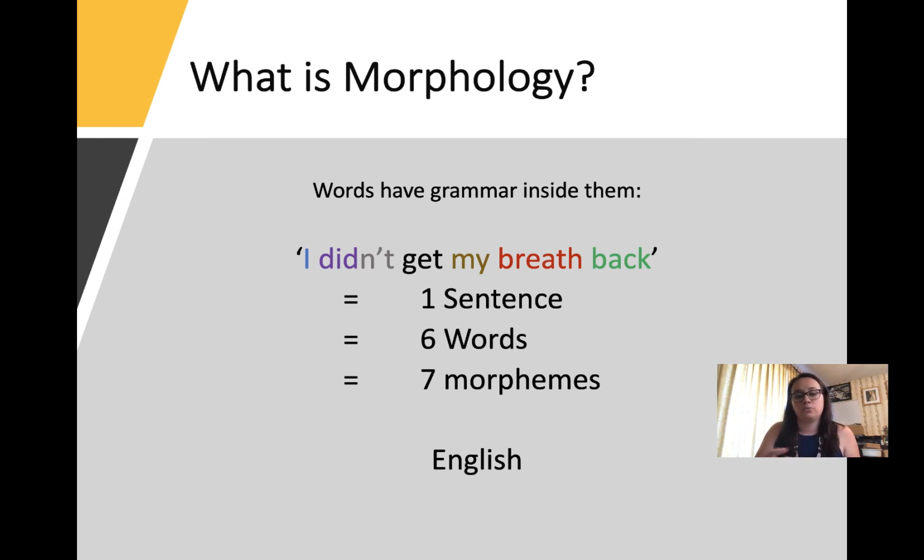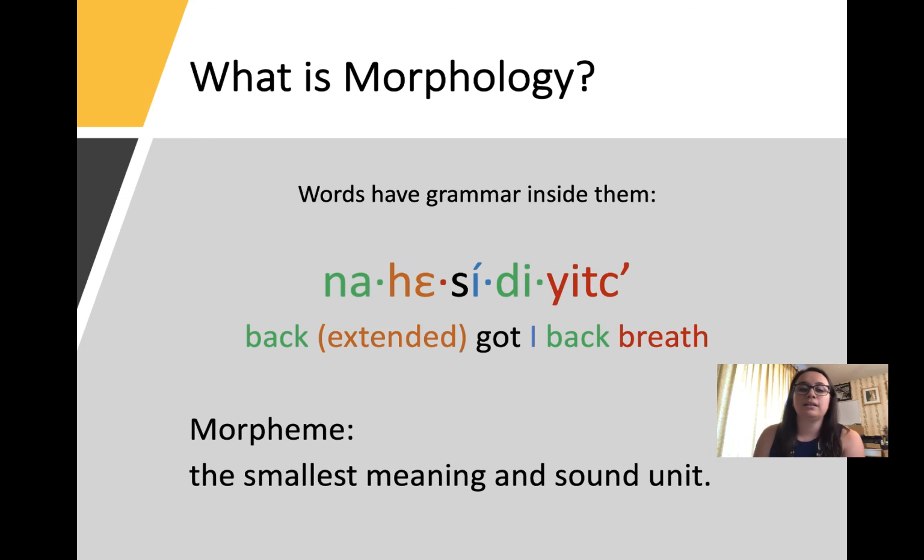However, it's its own morpheme. Looking at this Wailaki word again, if I took each part and reordered the English to the actual order in the word, you can see that it's not the same as English. The order of things is important too, whether it's a sentence or a word. Again, a morpheme is the smallest meaning and sound unit, and there are rules to the order of these morphemes.